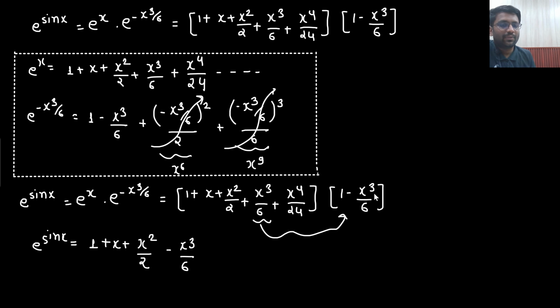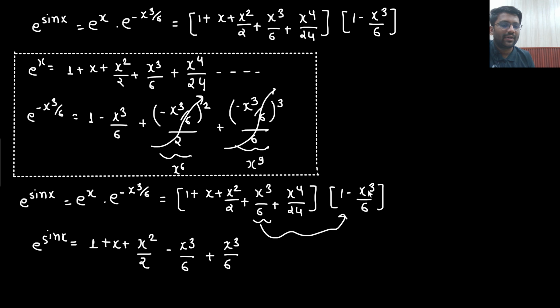1 multiplied with the x to the power 3 factor, you will get x to the power 3, and the x to the power 3 factor multiplied with 1 will also give you x to the power 3. That means x to the power 3 by 6 multiplied with 1 will give you x to the power 3 by 6 only. Rest there is no case. X multiplied with 1 will give you x. X multiplied with x to the power 3 will give you x to the power 4. X square multiplied with 1 will give you x to the power 2.